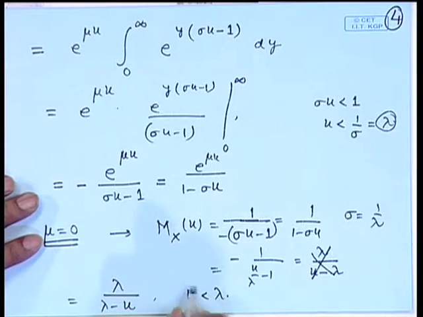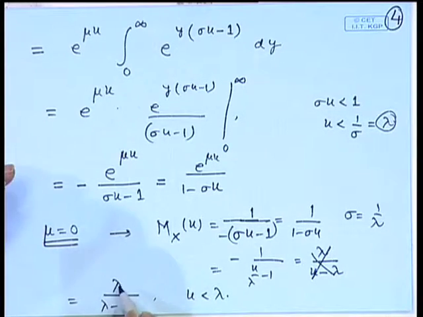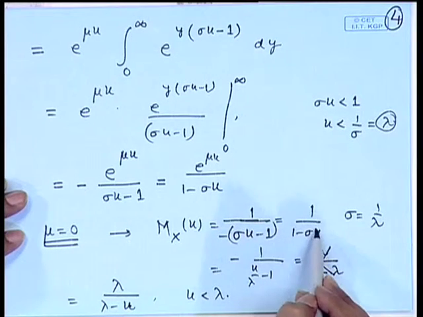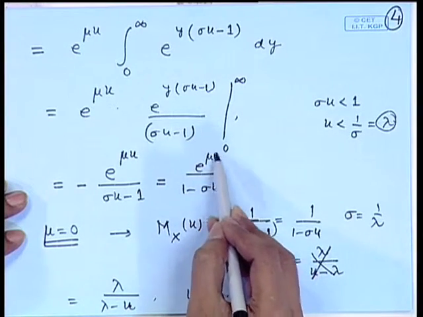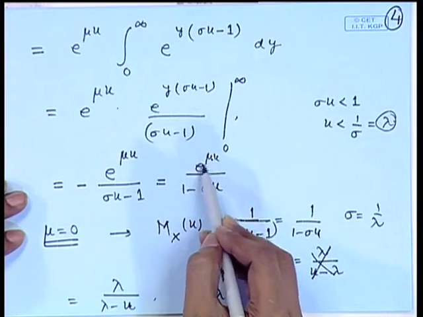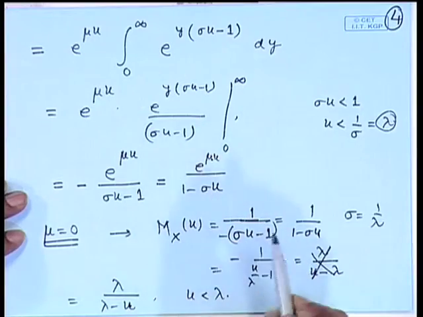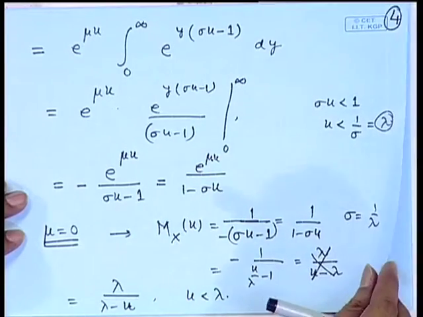So, the moment generating function of an exponential distribution, when we consider the original form, that is waiting time starting from 0, then the MGF is lambda by (lambda minus u), or 1 by (1 minus sigma u). If we consider starting from mu, then it is e to the power mu u by (1 minus sigma u). So, here we can see the relationship between these exponential distributions.